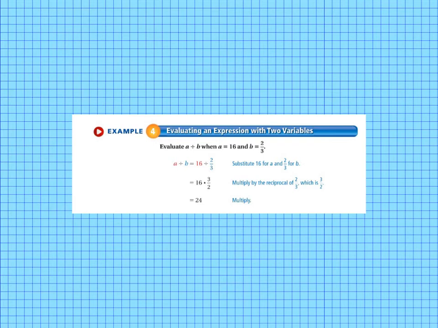So we have a divided by b, and a is going to equal 16, and b is going to equal 2/3. So we have 16 divided by 2/3. That's what happens when we substitute our 16 for a and 2/3 for b. So 16 times 2/3, we multiply by the reciprocal of 2/3, which is 3/2. There we go. And when we do that, we get 24.